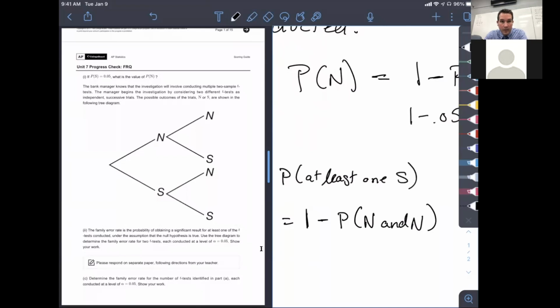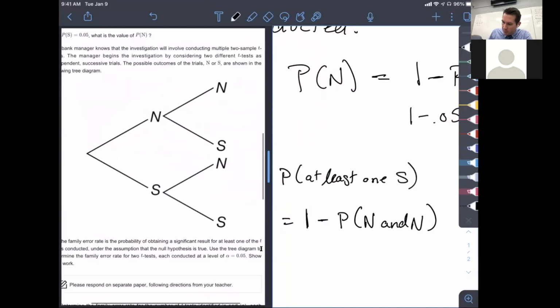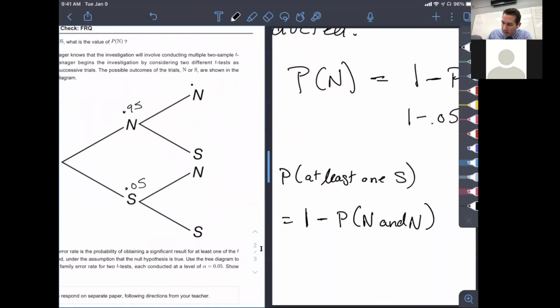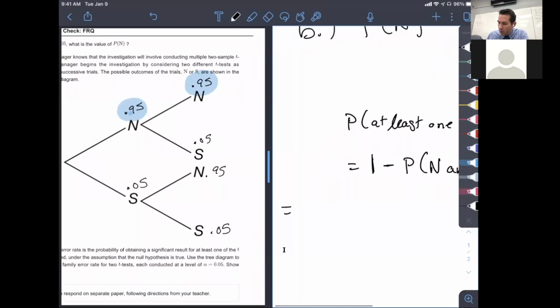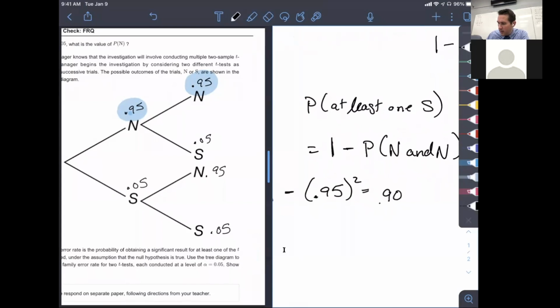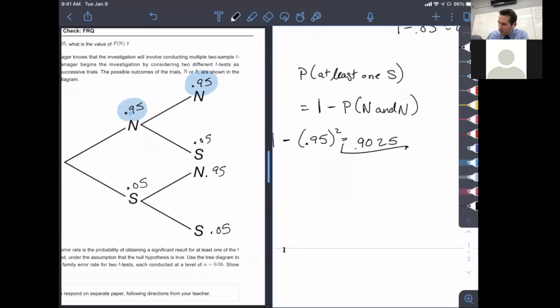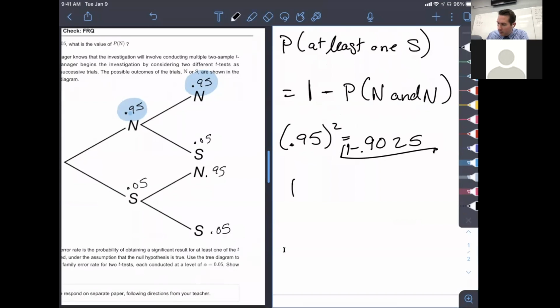So if we're just looking to fill this in, I know the probability of S is 0.05, and this is 0.95. And again, if we did it the second time, it would be 0.95, 0.05, 0.95, 0.05. And so what we are looking for is 0.95, 0.95, and then we'll do 1 minus that. Hopefully that made sense. So back on my notes, I have 1 minus 0.95 squared, which my calculator has told me is 0.9025. So this would be 1 minus that, which gives me the family error rate is 0.0975.